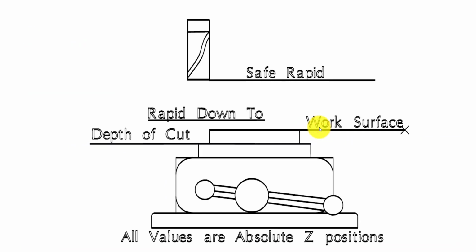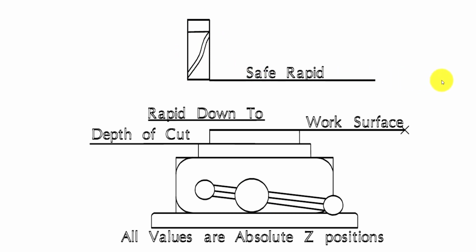Just before we begin, I found this graphic during the week and thought it might be nice to show you. It might help explain the differences between safe rapid level, rapid down to, the work surface and the depth of cut. What you can see here is the workpiece has been clamped. This rectangle where the mouse is now represents the piece of material being processed. Beneath that is the jig or whatever mechanism you have to hold it in place. And this represents the cutter.